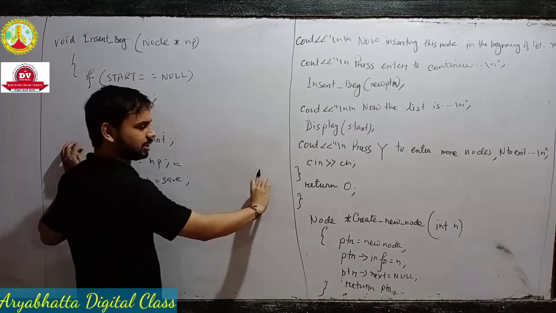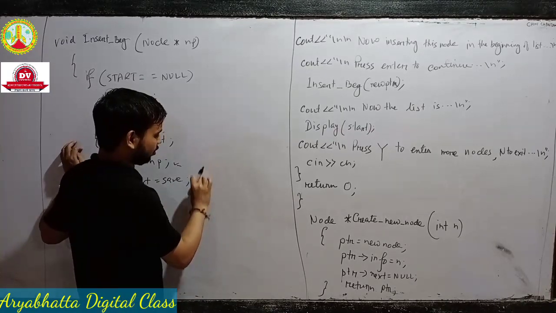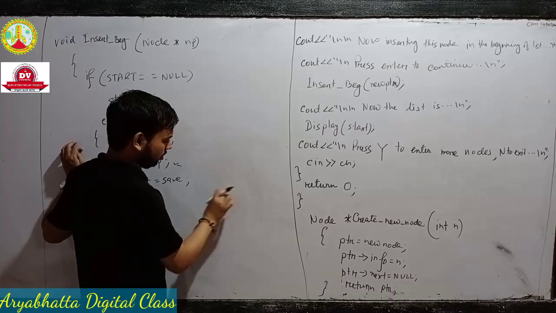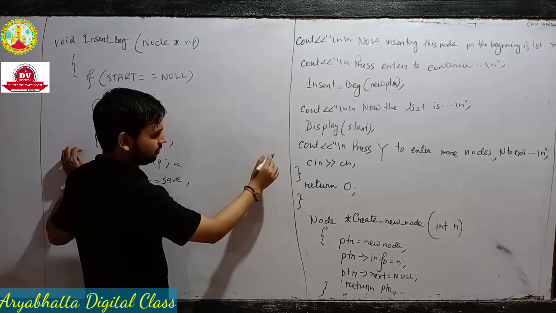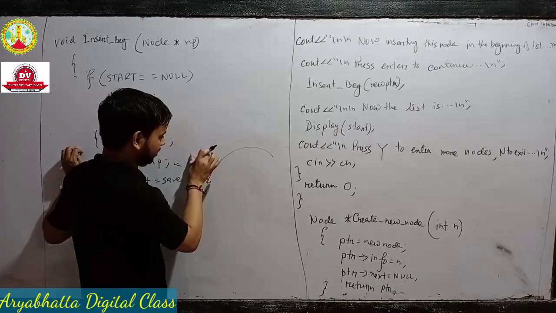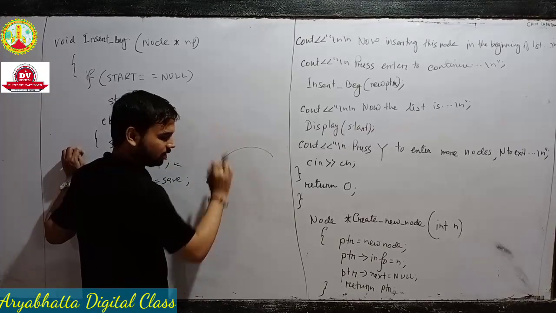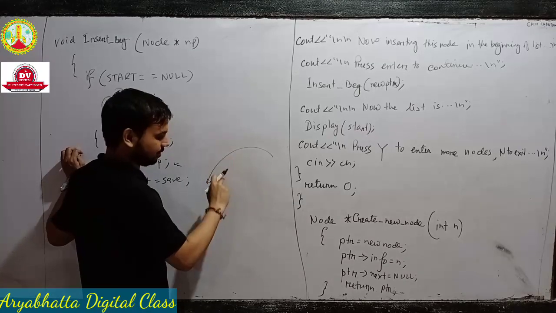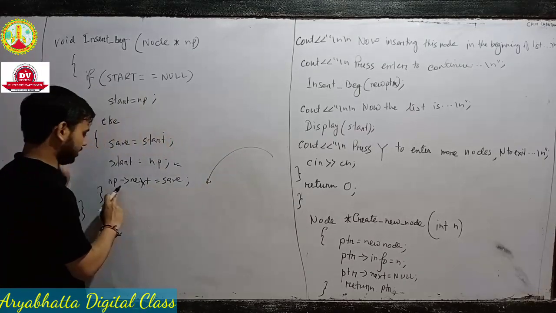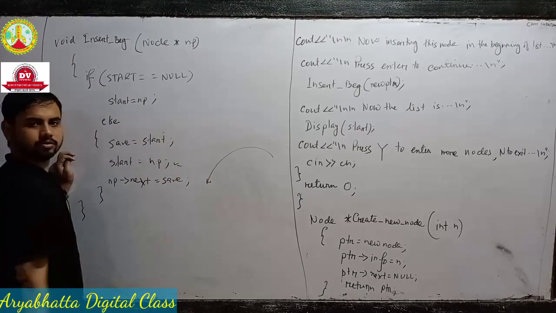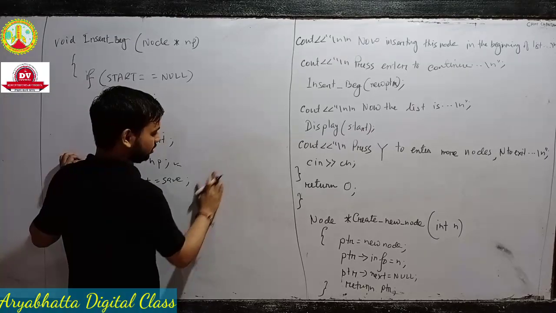Suppose these are existing links. Start will point to the first node. The first node is taken as a save. If the new node is coming in the beginning, now your start will point to the new node, and the new node next will point to the previous start, the previous first element, means save. That's why NP next is save. I showed you already many times, okay?